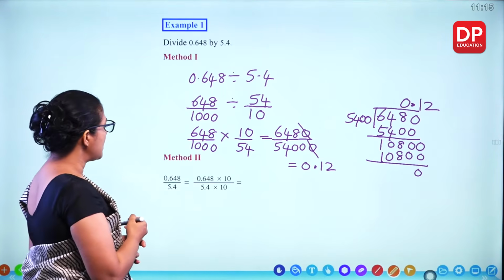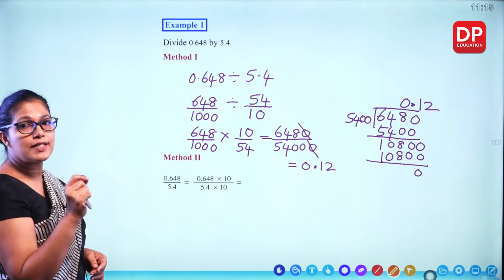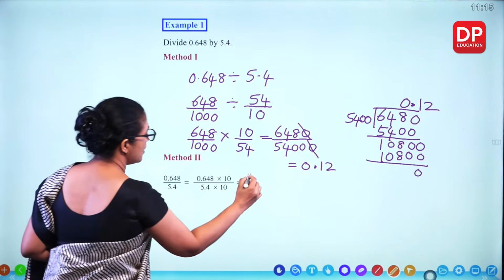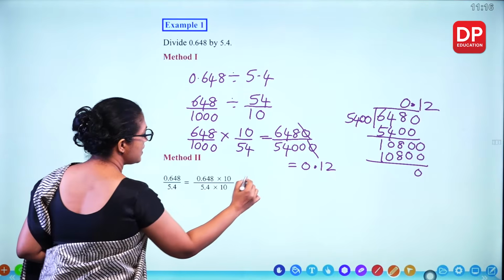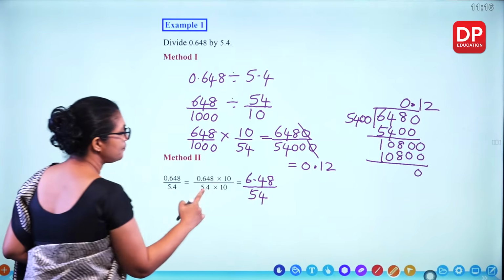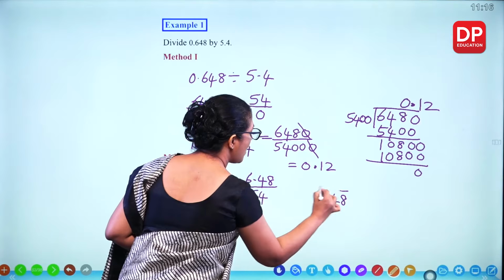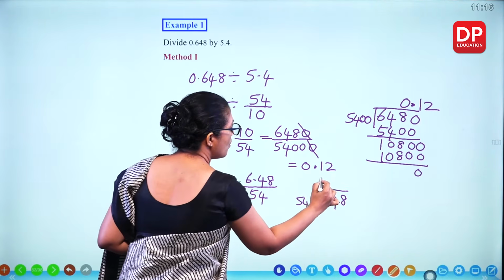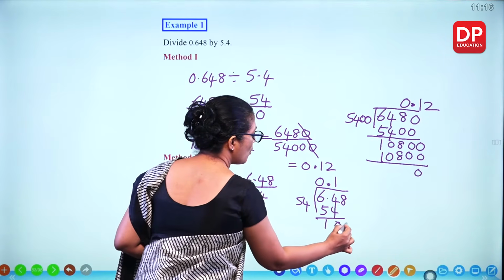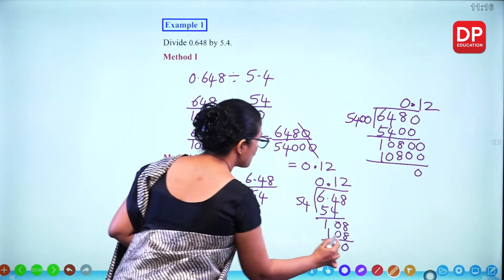Now we'll use the other method. Multiply this by 10 because you have to get rid of the decimal point in the divisor. Move the decimal place 1 place to the right. 6.48 divided by 54. Now you can do long division. 6.48 divided by 54. Nothing there, so this is 1. 54. 108, that's 2. So 0.12.